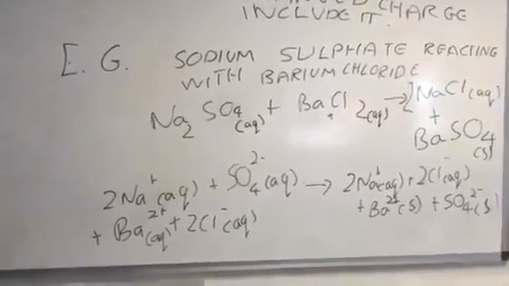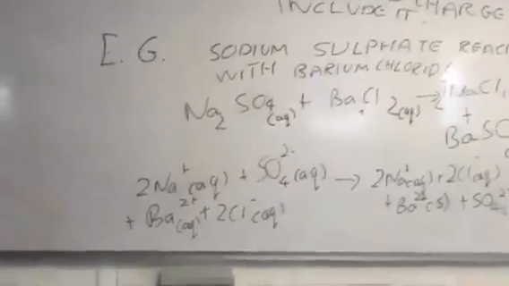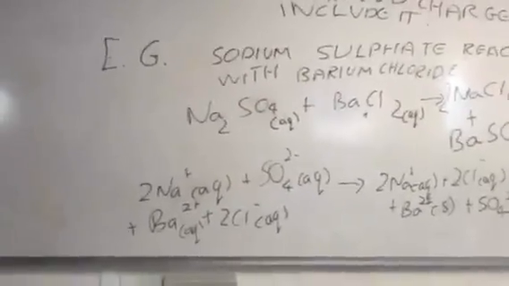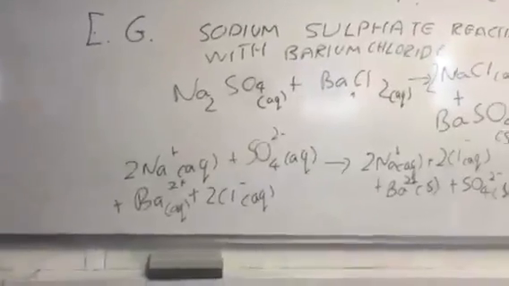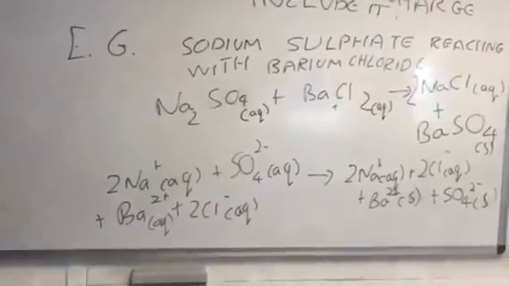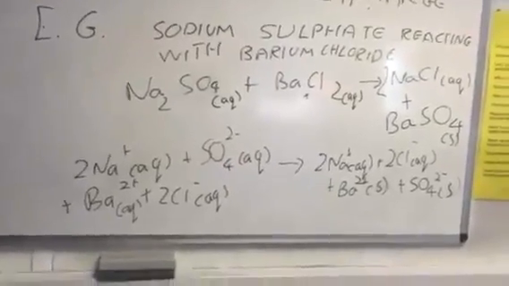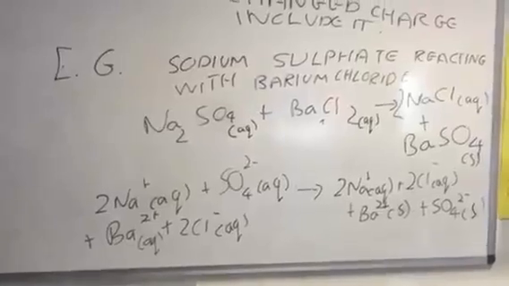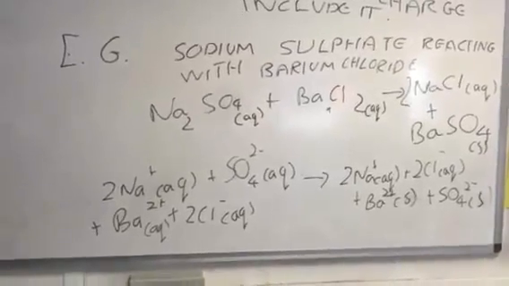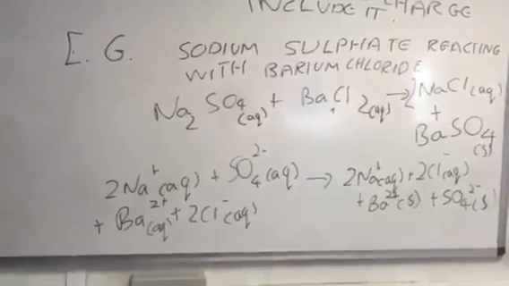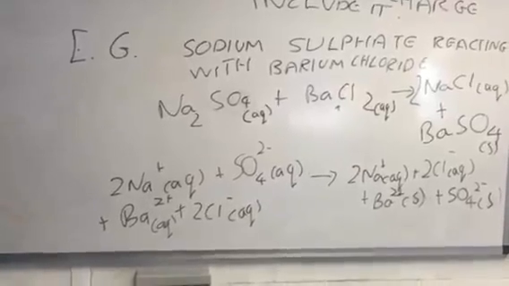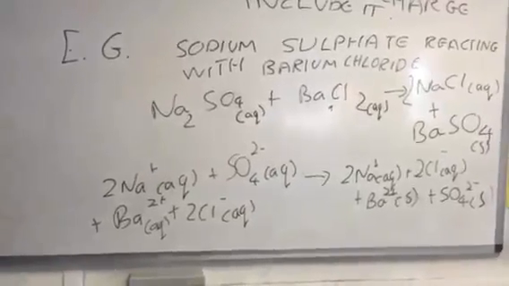So all I do is I split those ionic compounds into their constituent ions. So sodium sulfate would become 2 sodium ions and a sulfate ion. Barium chloride would become a barium ion and 2 chloride ions. Sodium chloride, remember I've got 2 moles of my sodium chloride, so it would become 2 sodium ions and 2 chloride ions. And barium sulfate would become a barium ion and a sulfate ion.